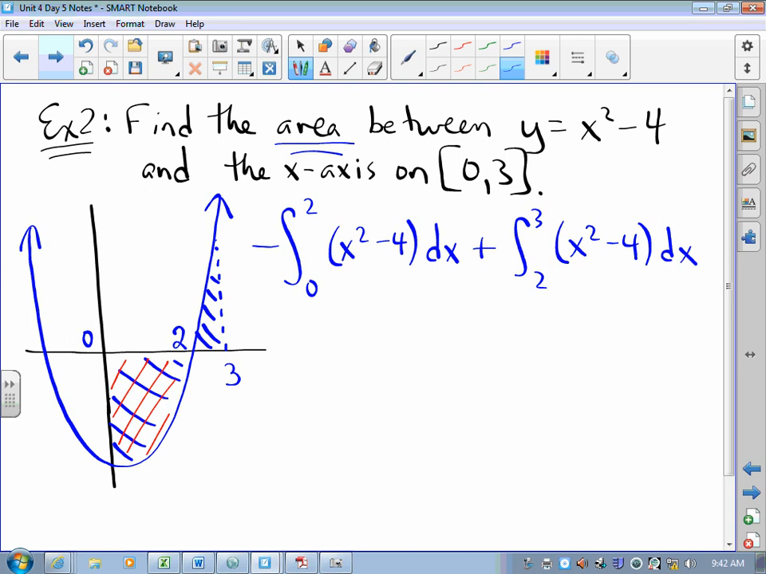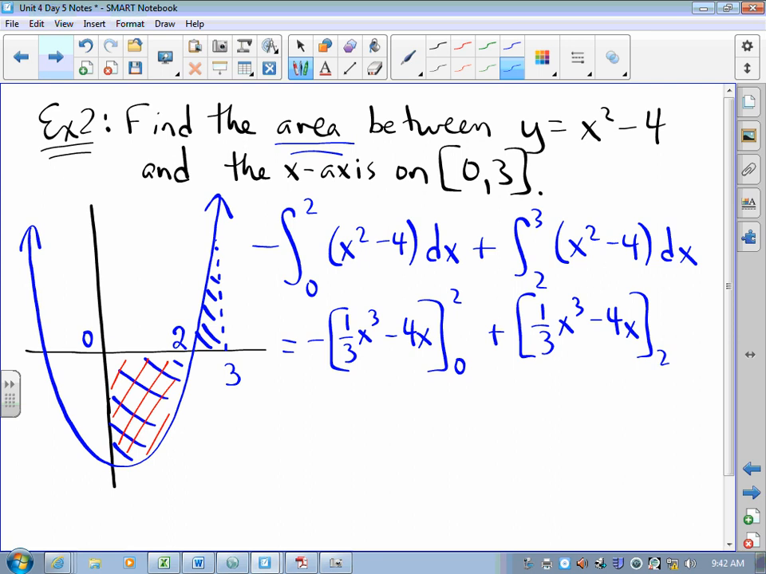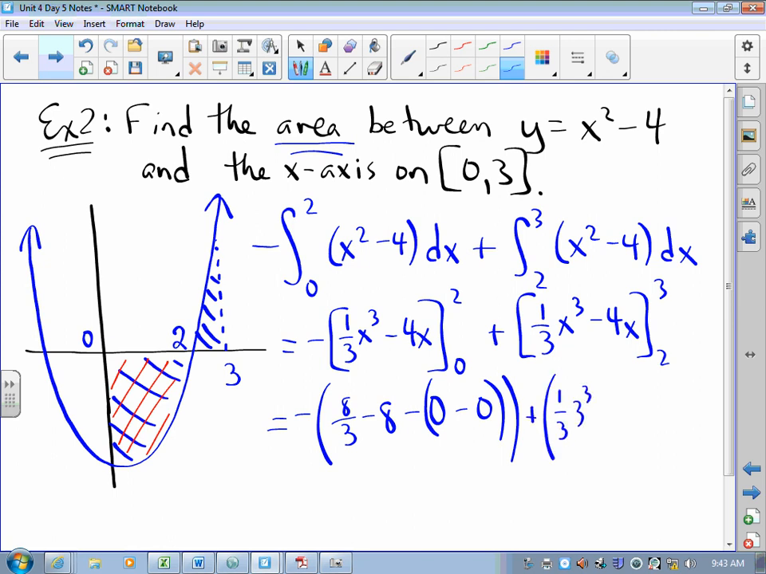And I can crank those out one at a time. Again, the antiderivative is 1/3 x cubed minus 4x, from 0 to 2, and 1/3 x cubed minus 4x from 2 to 3. So I take the opposite of what happens when I plug in 2, and then I add plug in 3, plug in 2, and subtract.